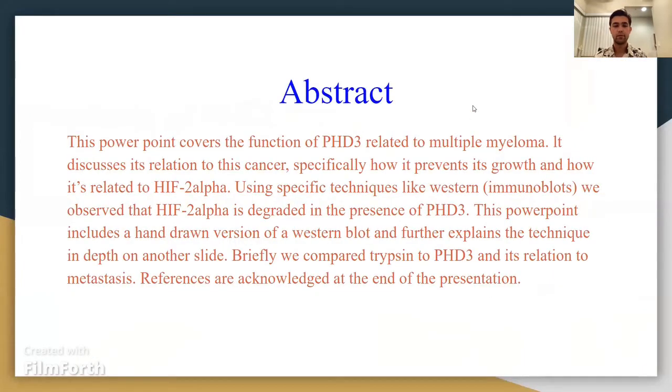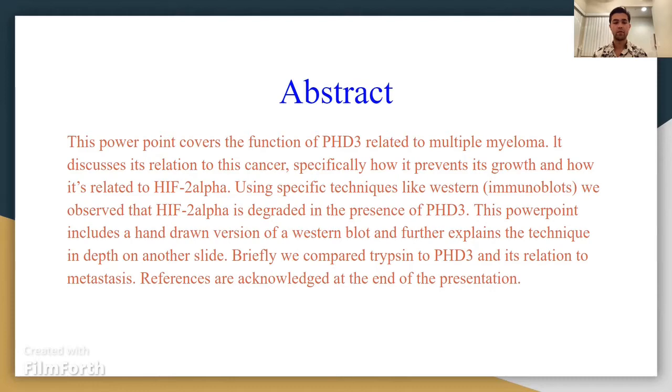So as an abstract for our presentation, it covers the function of PHD3, how it is related to multiple myeloma, an incurable disease that affects the bone marrow and can cause cancer. Also, some ways that we can prevent the growth of PHD3 and how it is related to HIF-alpha, and some techniques such as Western and immunoblots.